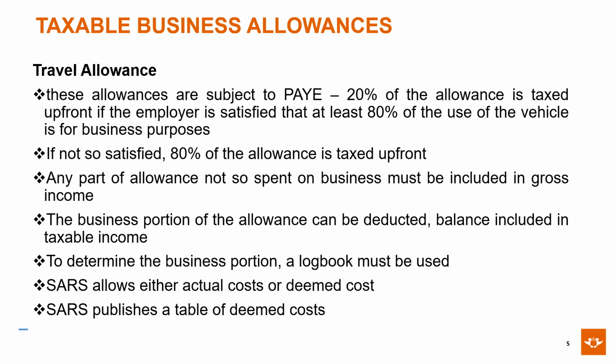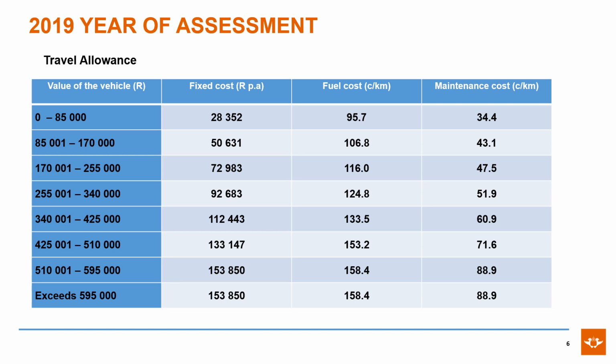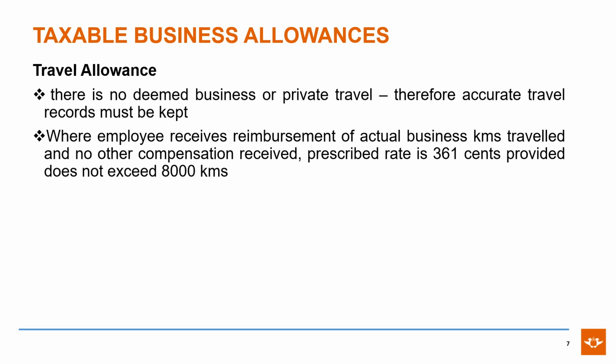Any part of the allowance that was not spent still has to be included in gross income, and the business portion may be deducted. To determine the business portion, a logbook must be used. Here's the travel allowance tax table for the 2019 year of assessment. For a travel allowance, there is no deemed business or private travel estimates allowed. One has to keep accurate travel records.